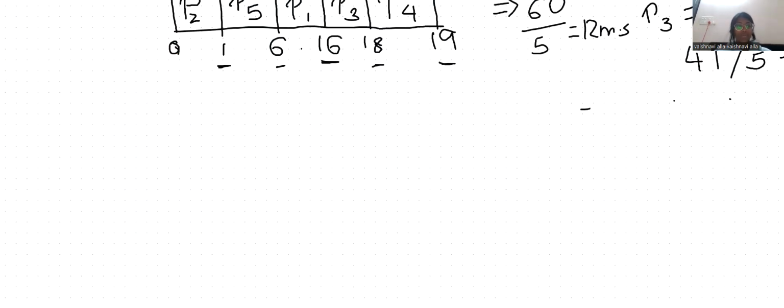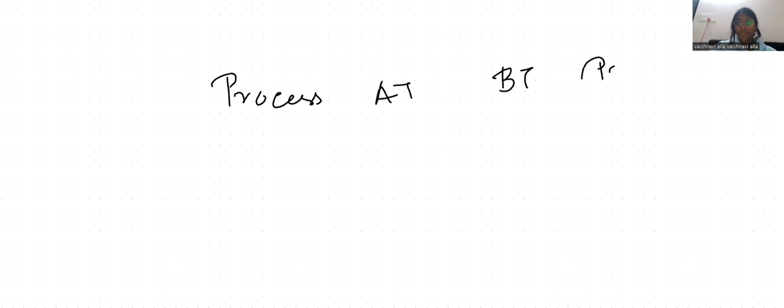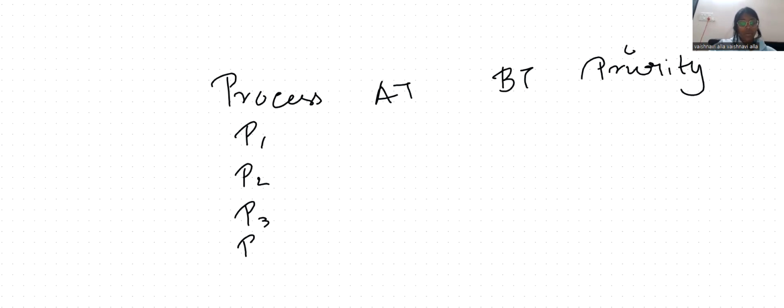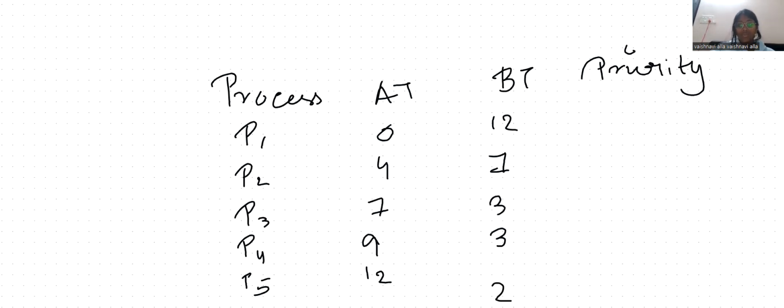So let's do another problem. In this problem, we are going to mention arrival time as well. So we have process, arrival time, burst time, and priority. In process, we have P1, P2, P3, P4, and P5. In arrival time, we have 0, 4, 7, 9, 12. Burst time being 12, 7, 3, 3, 2. And priority we have 4, 3, 1, 2, and 2.